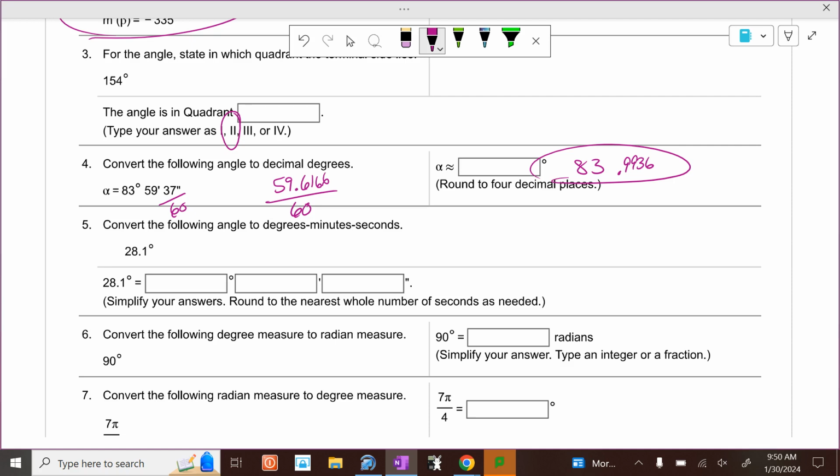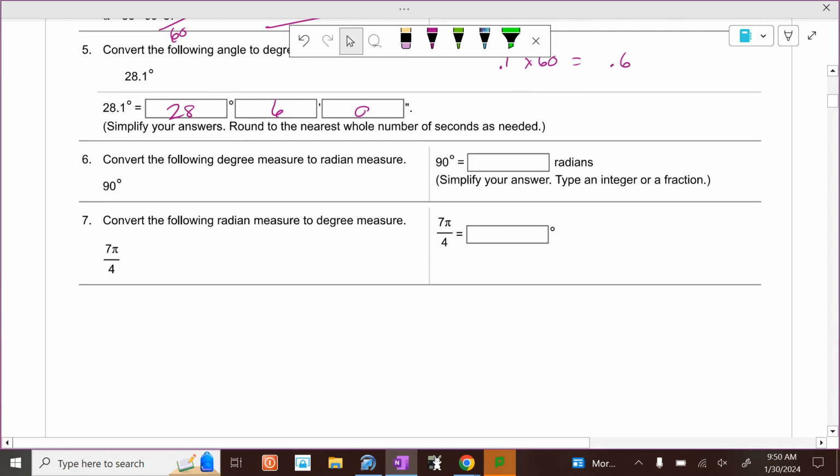Converting to degrees, minutes, seconds. Instead of dividing by 60, you multiply by 60. 0.1 times 60 is 0.6. So it's 28 degrees, 6 minutes, and 0 seconds because it worked out to be a whole number. Okay, if you would have gotten a decimal, then you would add a seconds part. Convert to radian measure, we multiply by pi over 180, and you get pi over 2.